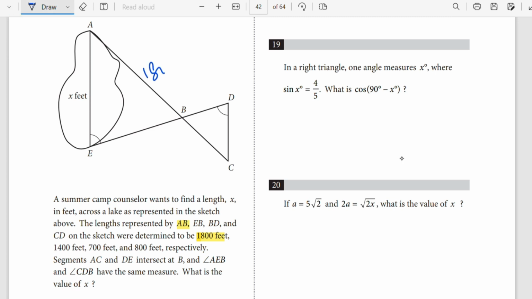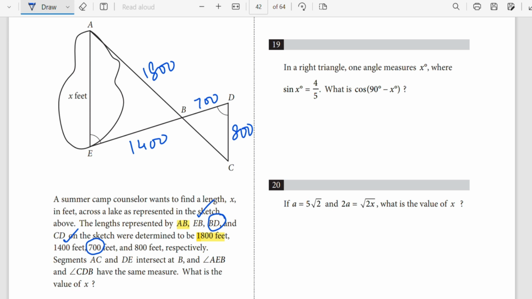AB is 1800, and ED is 1400, EB 1400, okay. BD is 700, and CD is 800.